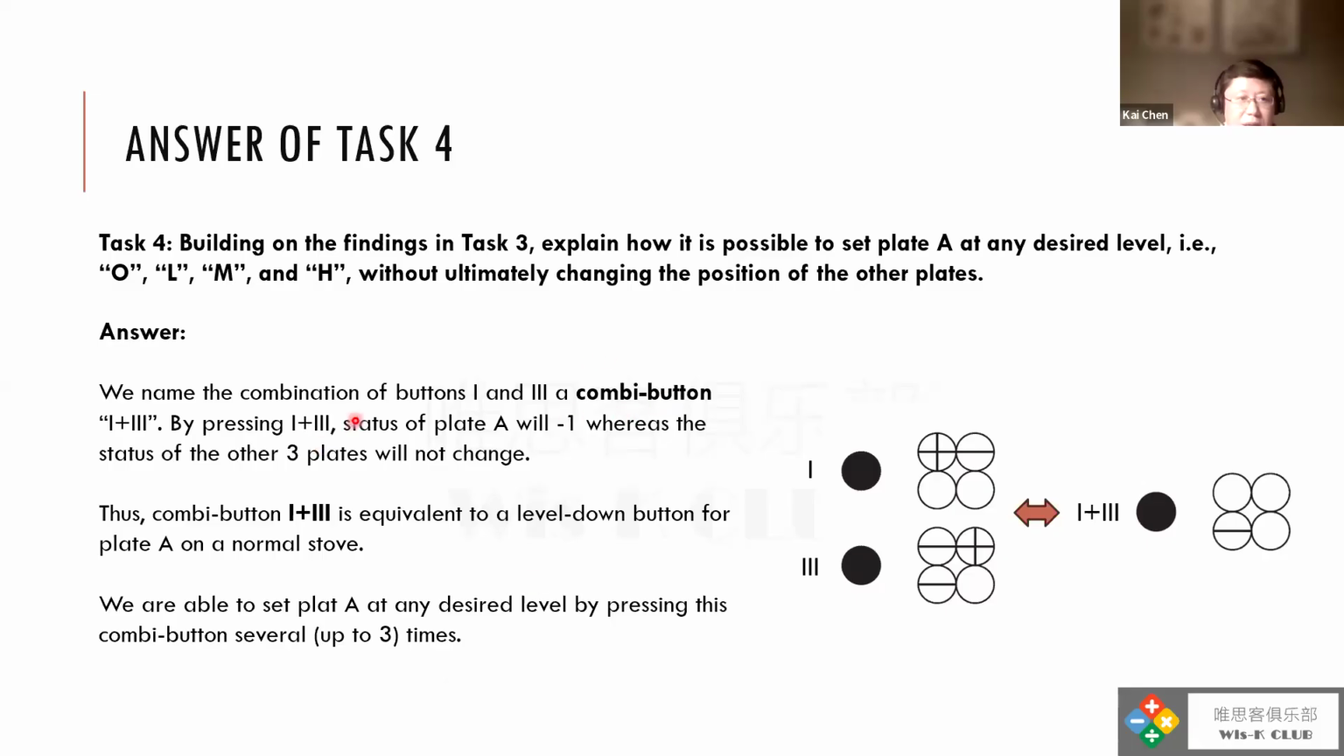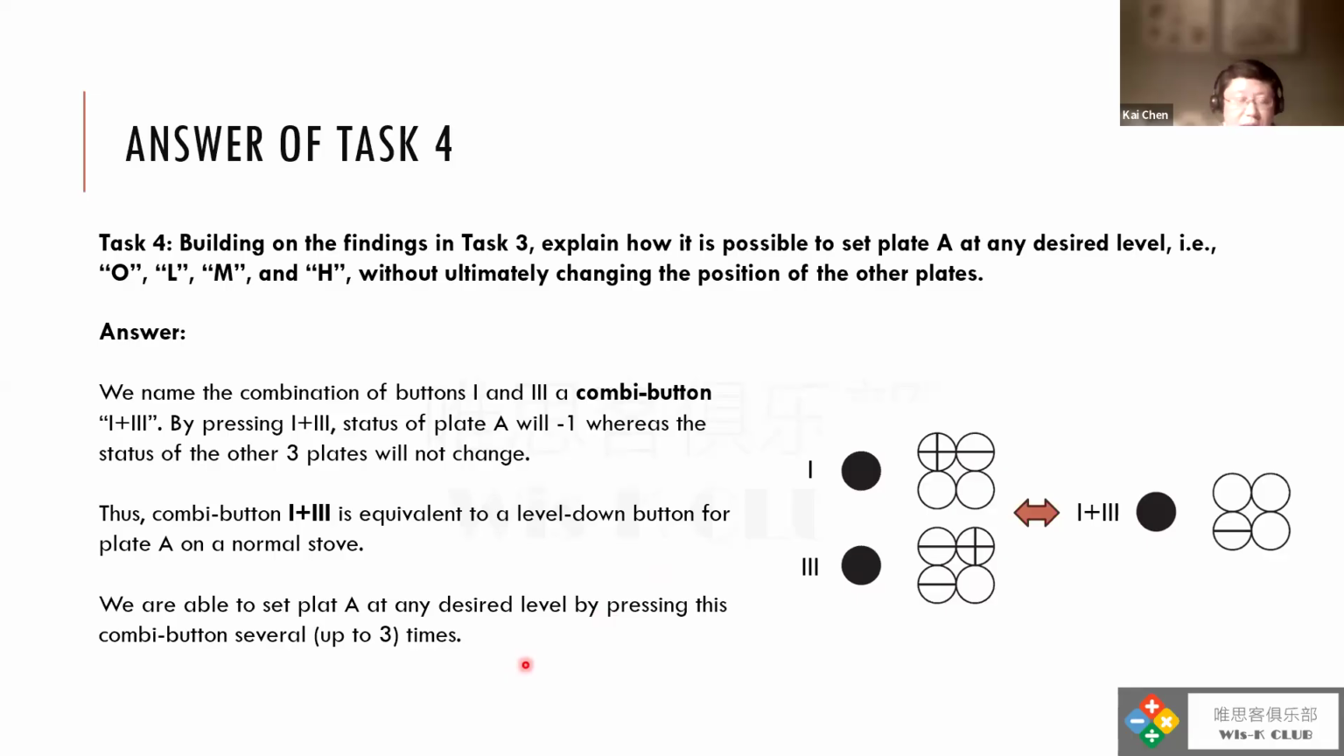Yeah. So if we press buttons 1 and 3 at the same time, we call it combi button 1 + 3. So by pressing this button, actually pressing 1 and 3 at the same time, the status of A will be -1, and the other 3 plates will not change. So we can do it multiple times, and we can set plate A at any desired level by pressing this combi button several times.